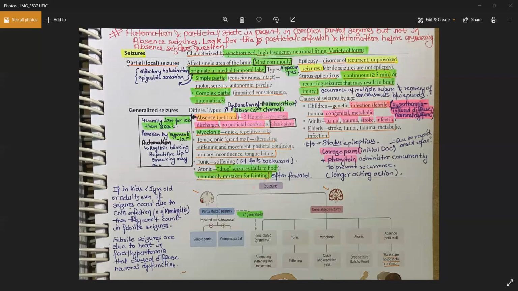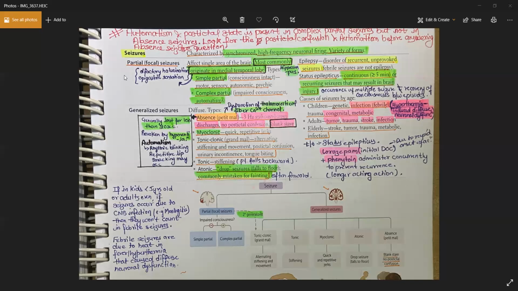One is the focal seizures and second is the generalized seizures. Focal seizures happen whenever a certain part of your brain, for example, the Broca's area or the Wernicke's area or the primary motor or primary somatosensory cortex, a particular part of it, becomes hyperactivated. It starts rapid neuronal firings, and that causes symptoms.